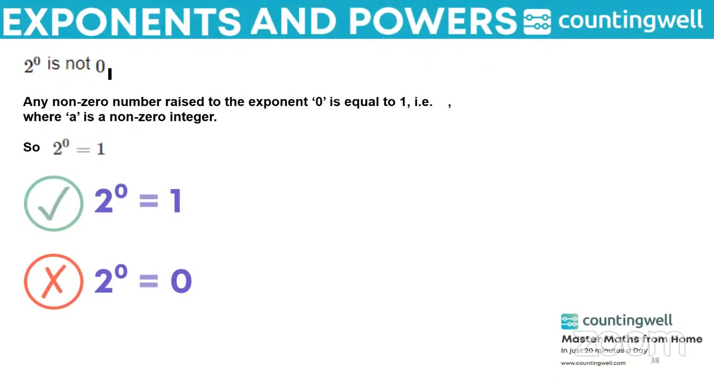2 raised to 0 is not 0. In a hurry, a student can write 2 raised to 0 as 0. Note that any non-zero number, I have mentioned this before also, raised to the exponent 0 gives the result as 1. So any non-zero number raised to 0 is 1, not 0.